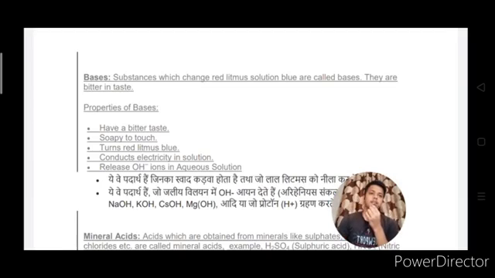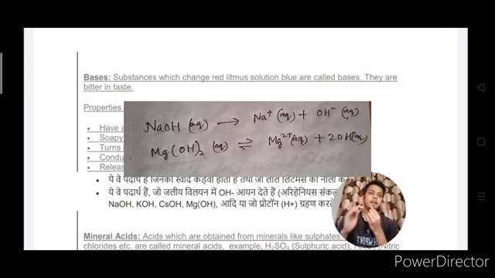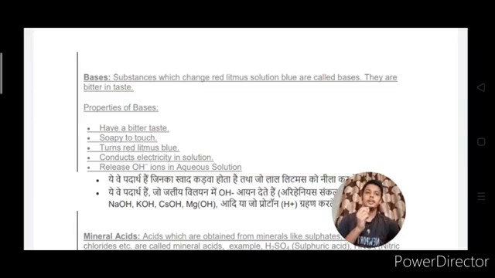They conduct electricity. Both acidic and basic solutions conduct electricity. Yeah, the most important point is that they release OH minus ion, hydroxide ion. In case of acid it was H plus ion, in case of base it is OH minus ions. Examples of base: sodium hydroxide, potassium hydroxide, magnesium hydroxide. So it should be Mg(OH)2. Yeah, here is a mistake. Okay, so these are the things.